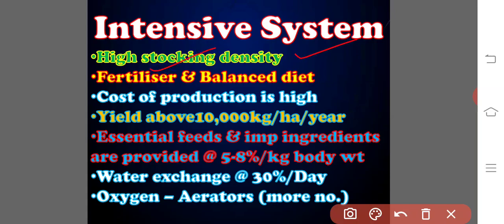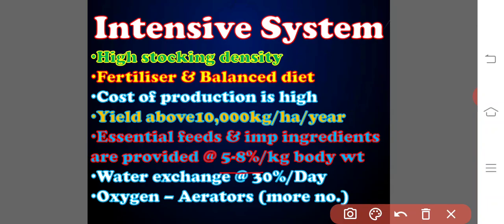Fertilizers will be given, and a balanced diet should be provided. The cost of production is very high, and at the same time, the yield is also very high: 10 tons per hectare per year. 10,000 kgs means 10 tons per hectare per year. Then essential feeds and important ingredients are provided at the rate of 5 to 8% per kg body weight.